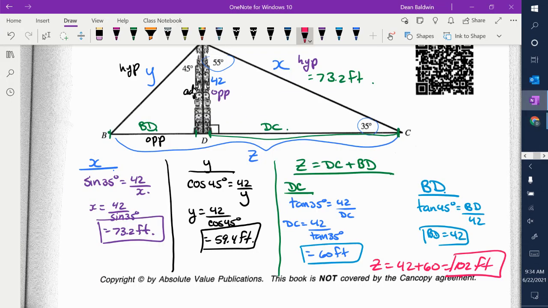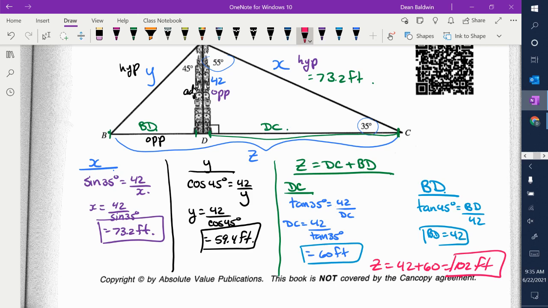There's your answer. 102. DC is 60. BD is 42. I did trig because I think it's faster. I used tan. But if you do Pythagorean theorem, you should get pretty much the same answer. Might be off by a bit depending on rounding and things like that, but I don't care about that stuff. Exact same.